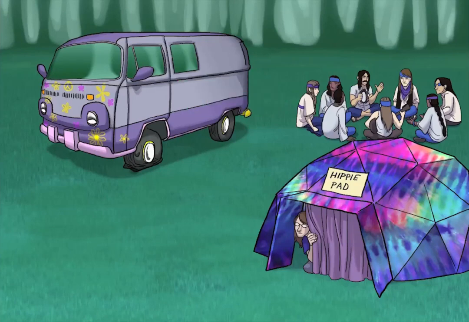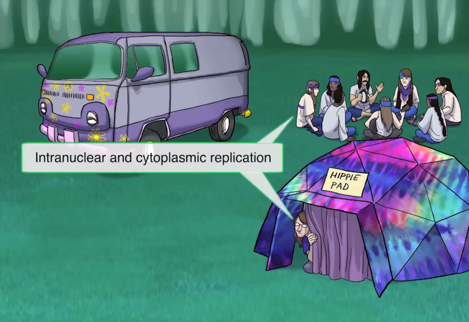Now I'm going to talk about two things that make hepatitis B pretty unique. First is where it replicates. Most DNA viruses replicate in the nucleus, but Hep B is slightly different in that it replicates both inside and outside of the nucleus. I know what you're thinking. Far out. Well, to illustrate this, let's go back to our hippie living quarters. It's dome-shaped, kind of like a nucleus, right? So notice how we have hippies outside the dome and one inside the dome poking his head out? Well, that'll remind you of both intranuclear and cytoplasmic replication.